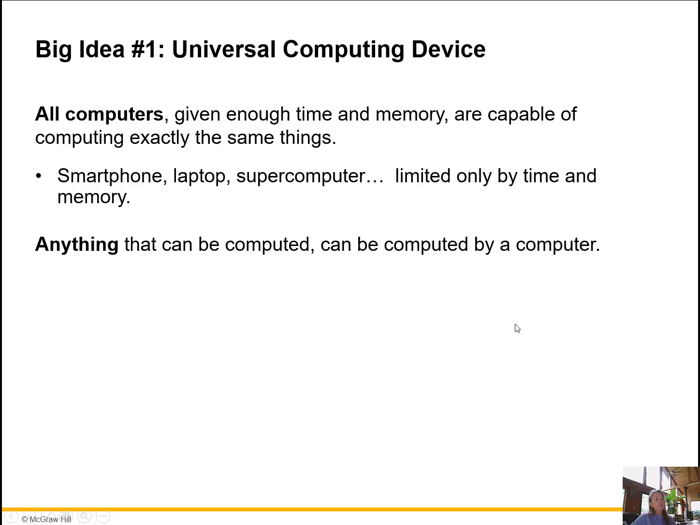Anything that can be computed by a computer, and I don't care which one it is.